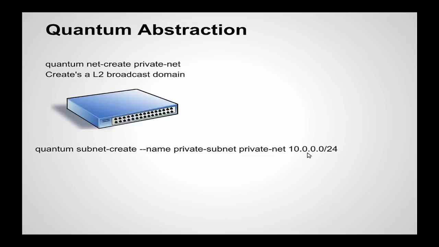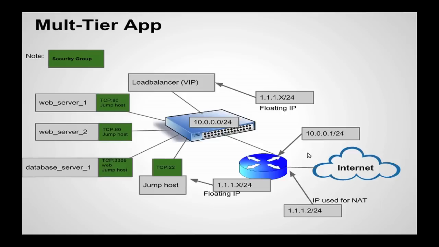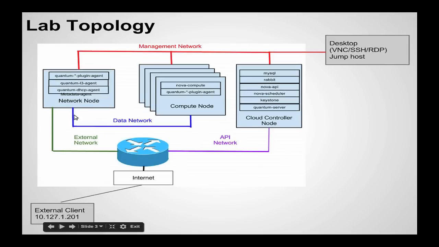So back here at the original slide, this shows the topology of what we have set up. On the network node, there's a metadata agent, a DHCP agent, and also an L3 agent. The L3 agent is what's used for the floating IPs. The DHCP agent serves DHCP.